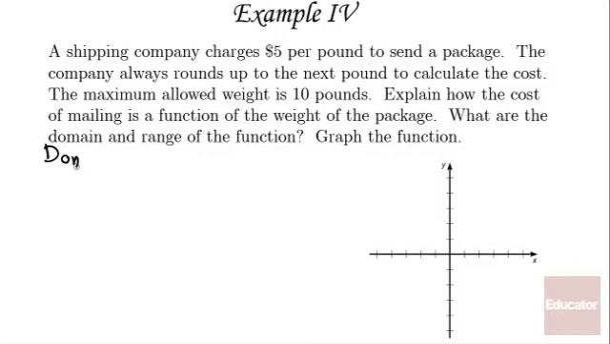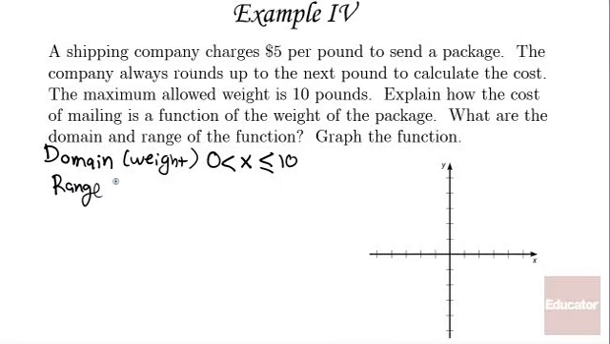What are we dealing with in terms of the domain? Well, the domain is going to be the weight of the package that I send. The smallest package I can send is going to weigh more than 0 pounds. So the domain is going to be some amount of x, some number value for x that is more than 0. They're telling me, though, the maximum allowed weight is 10 pounds. So x is going to be less than or equal to 10.